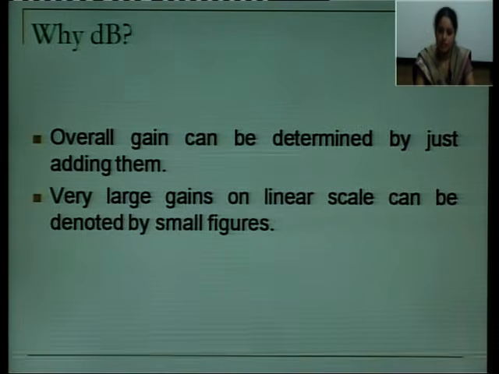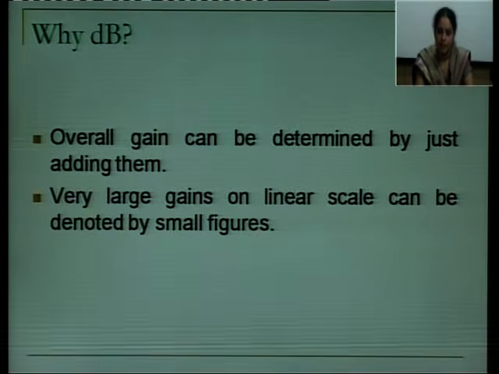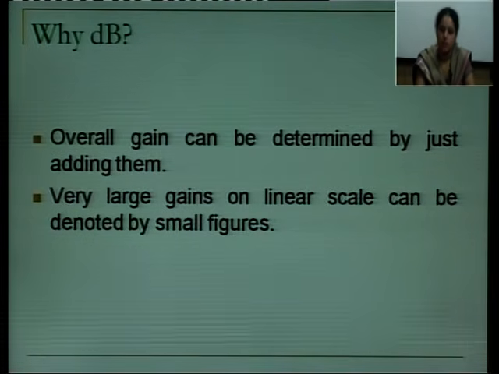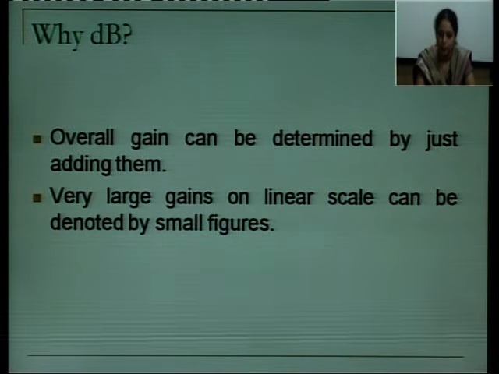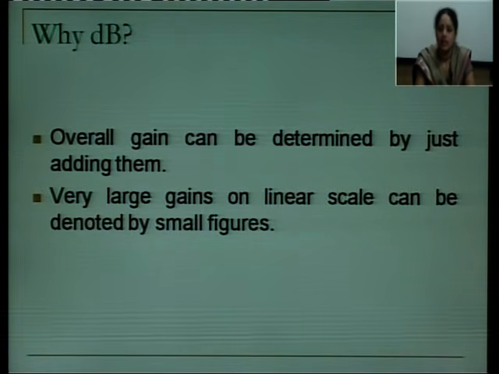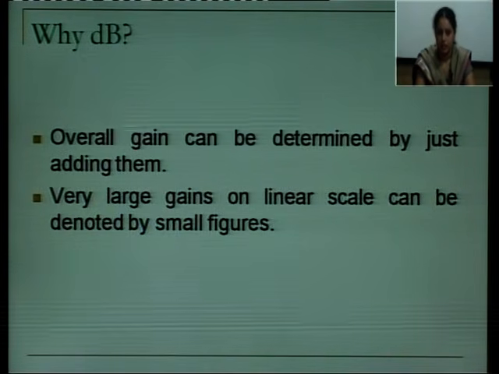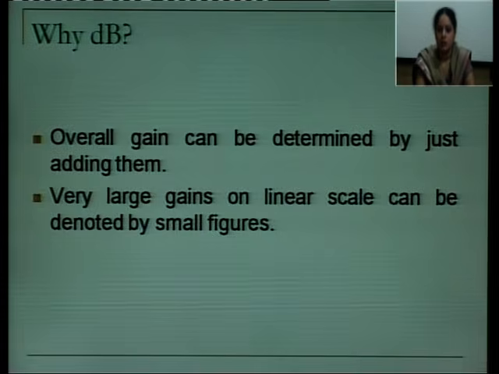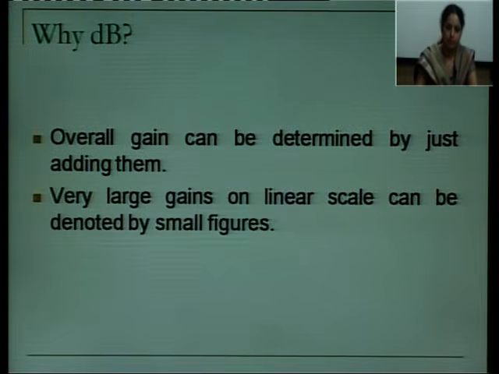If the gain is given, you have to multiply all the gains, that is 10 into 10 into 10, that is complex. But if you consider in a logarithmic term, you have to simply add it. As we all know, while considering the log, your terms simply add, that is log of 10 plus log of 10 of stage 2, plus log of 10 of stage 3, they are simply added. But if they are not in decibel, they have to be multiplied, and multiplication is a complex procedure as compared to addition. Again, very large gains on linear scales can be denoted by small figures. For example, you are having a very high gain of 1000 and 2000, that can be simply denoted by small figures when we are considering decibels.